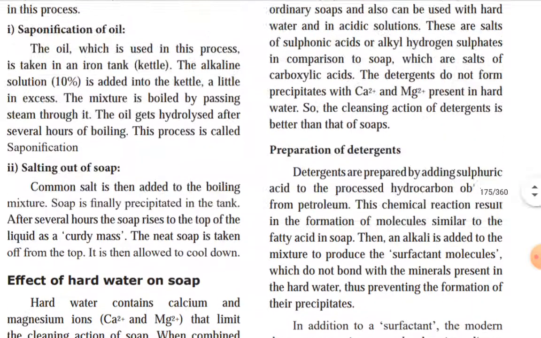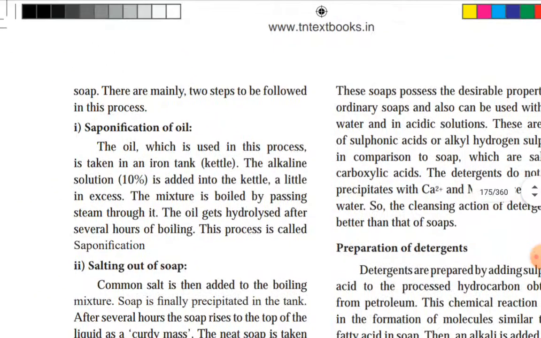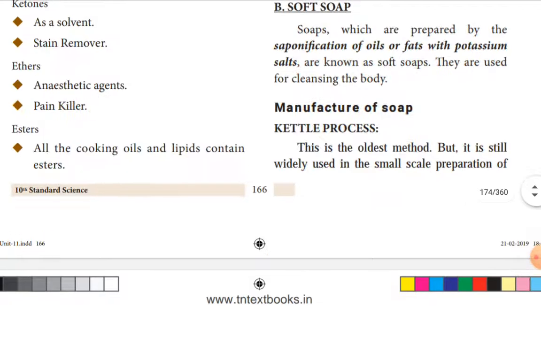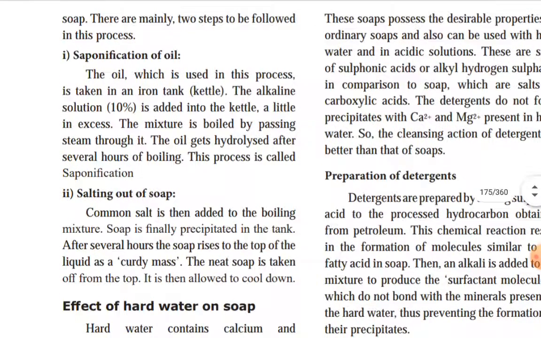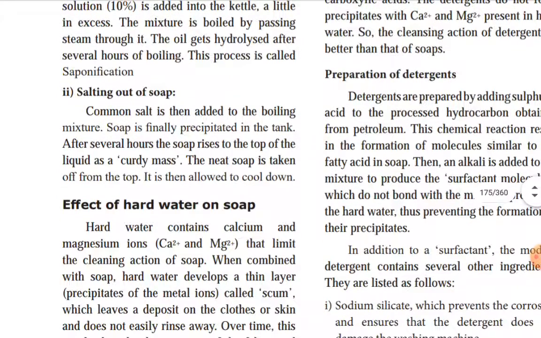So my dear students, you have to go through the manufacture of soap in the kettle process. This is the oldest method and it is used in small scale industry, and in this two steps are there: saponification of oil and salting out. In saponification, the oil is taken in an iron tank, 10% alkali is added, and it is boiled by allowing steam, then hydrolysis of oil takes place. In salting out, common salt solution is added to precipitate the soap in the tank.